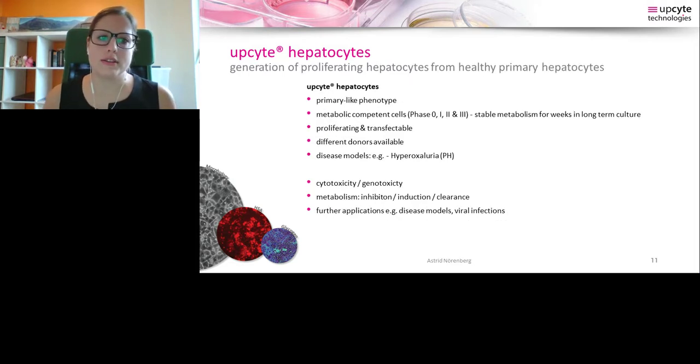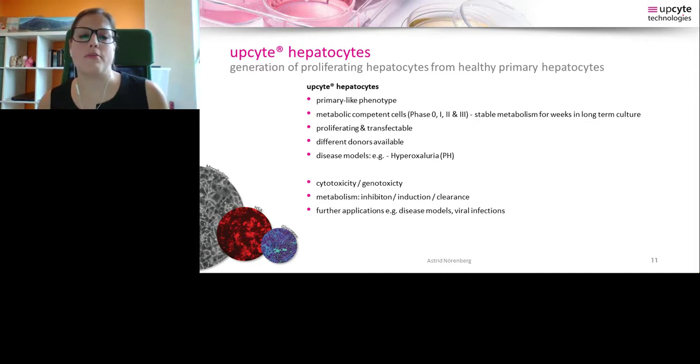When you look at our cells, they have a primary-like phenotype. They're metabolically competent. They have stable metabolism for weeks in culture. We have data showing that they are proliferating. You can also transfect them. We have different donors available. We also have one disease model, which is an enzyme defect, which is not quite known, but the Wikipedia entry to hyperoxaluria is great. And you can basically use them for everything you use the primary cells or the cell lines for, for example, cytotoxicity, genotoxicity, induction, clearance, and further applications.